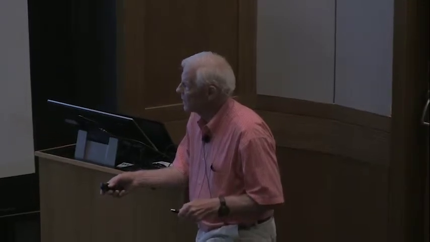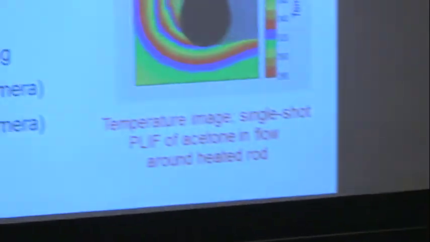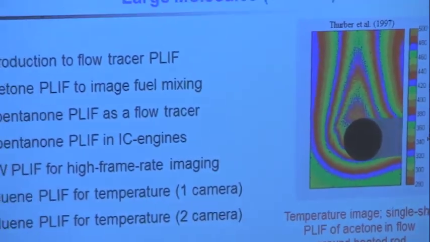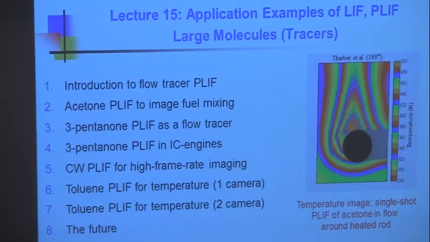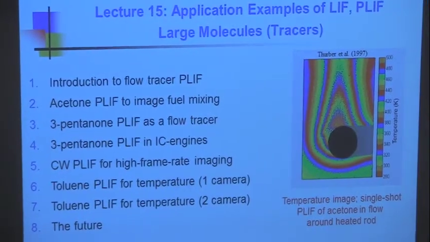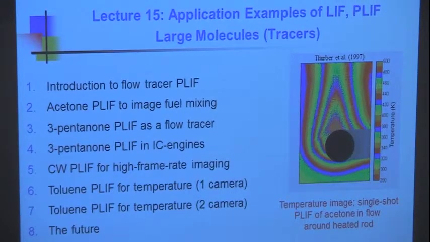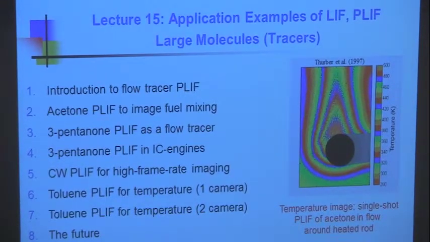Now acetone is used around the world, in many laboratories. 3-pentanone is also a ketone. These are both ketones. The only difference is this has a methyl on the end and this has an ethyl radical. People like 3-pentanone because it has evaporation characteristics similar to gasoline. So you can imagine using this in IC engines in a way that simplifies the analysis. So we're going to talk a bit about flow tracers, acetone, pentanone, IC engines.